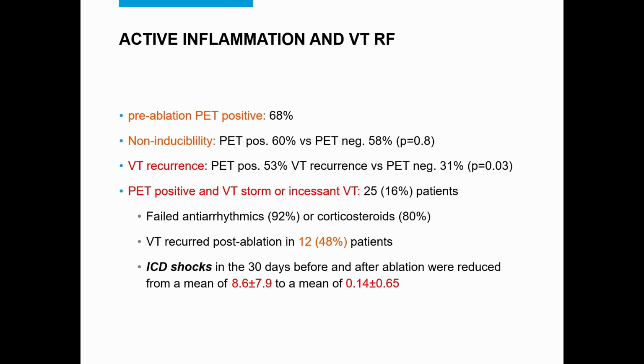Now, looking at the patients with positive PET studies and VT storm and incessant VT, so the worst of the worst, the majority of them failed antiarrhythmics and steroids, and you're standing with your back to the wall in these patients. So it's interesting to see that the VT recurred in 48% of patients, not much more than in other patients who were negative. And the ICD shocks, importantly, were significantly reduced at 30 days in this patient population.